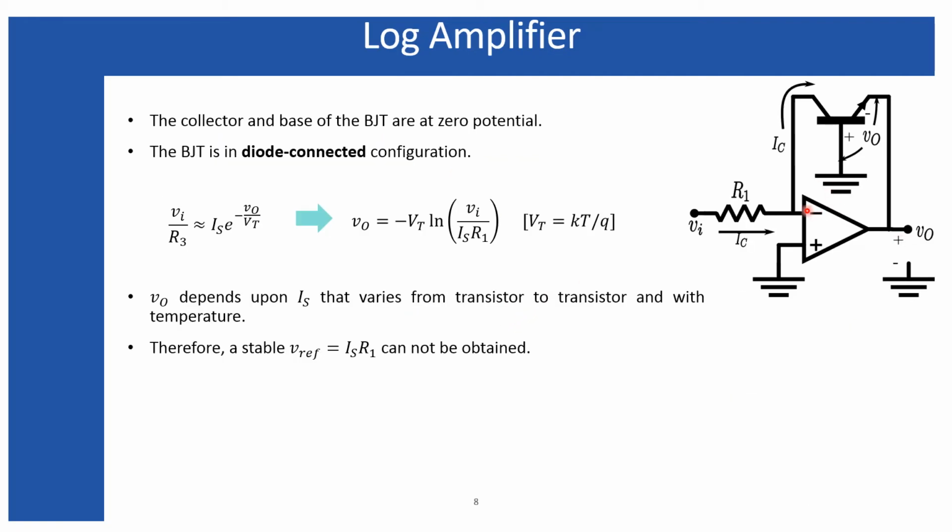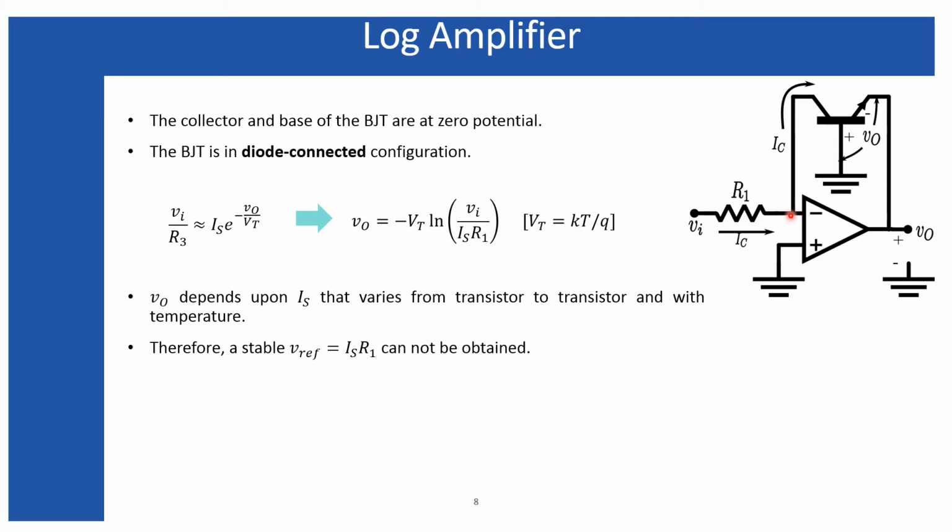Here is the basic circuit diagram for the logarithmic amplifier, or log amplifier, where an NPN bipolar junction transistor is placed in the feedback path of the operational amplifier. The emitter is connected to the output voltage of the operational amplifier, the base is grounded, and the collector is connected to the inverting terminal of the operational amplifier. The input voltage is also applied to the inverting terminal through the resistance R1.